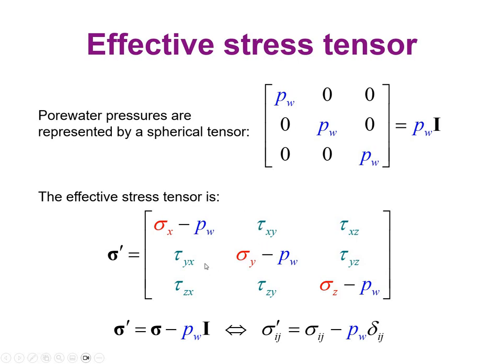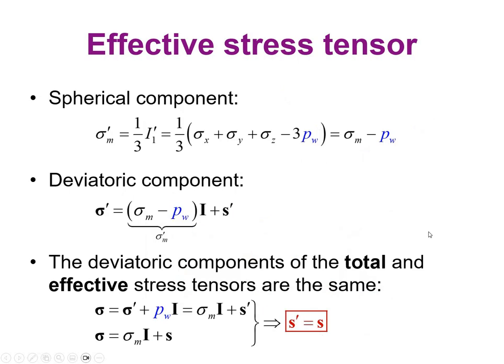define the effective stress. As you know, the effective stress is the total stress minus the pore water pressure in one dimension. So to generalize the concept of effective stress in the three-dimensional space, you have to do the stress tensor minus the spherical pore water pressure tensor. So doing that, you get this effective stress tensor, and you can express this in matrix form or in compact form, or using index notation as well.